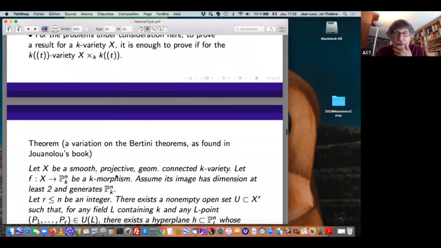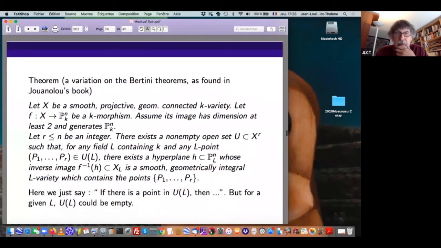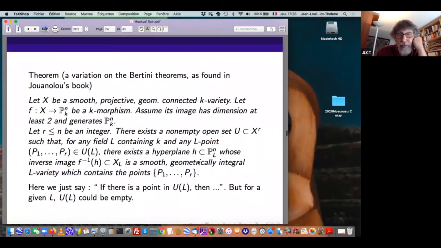Now I start with the variation on Bertini. My reference for Bertini is Jannsen's book. Take any field; I said fields of characteristic 0, so I don't want to go into that discussion. Take a smooth projective geometrically connected K-variety. Take a K-morphism. Assume the image has dimension at least 2, and that the image generates projectively the projective space P^n over K. Take an integer r, which is at most equal to n.